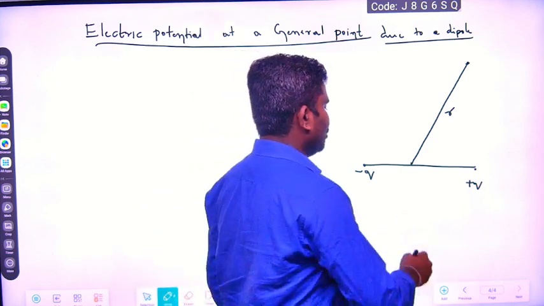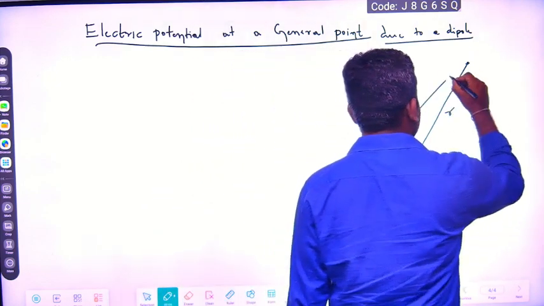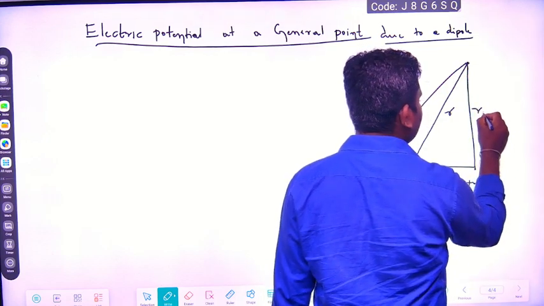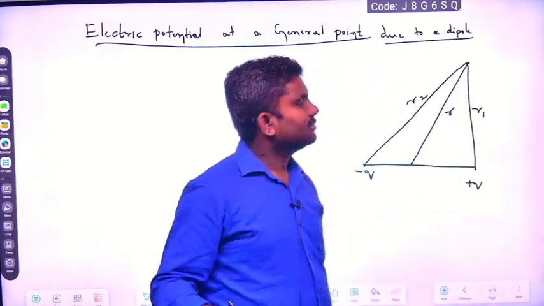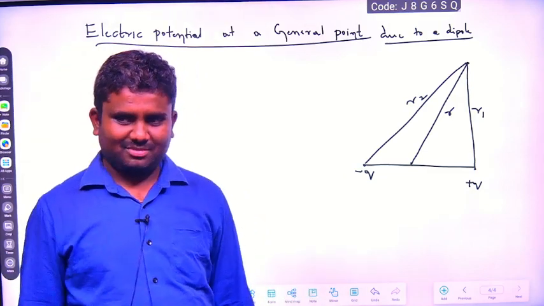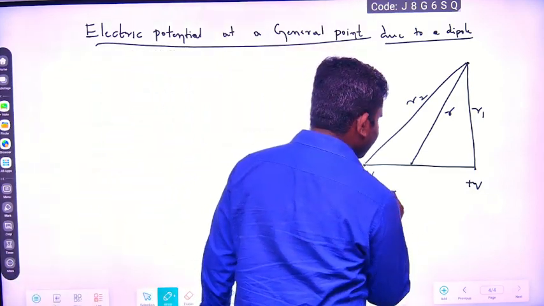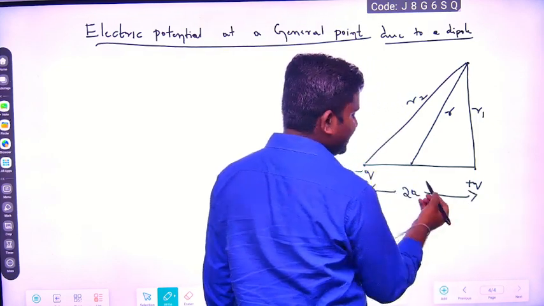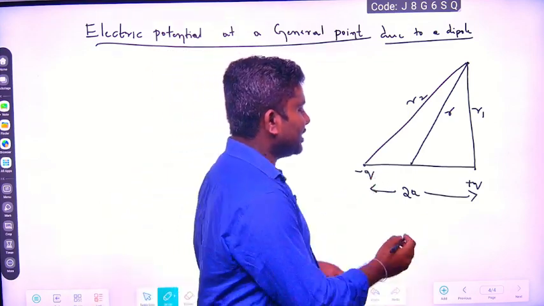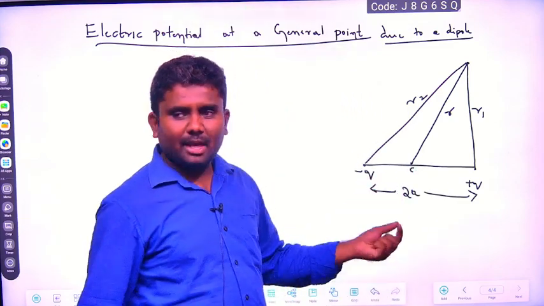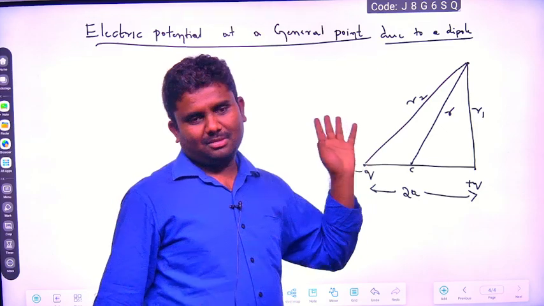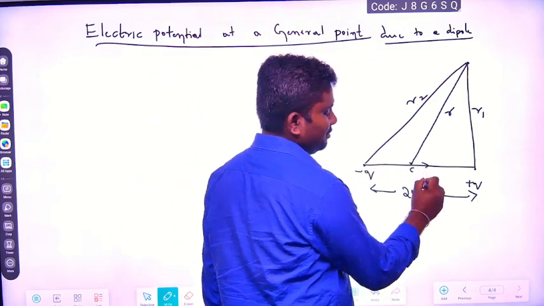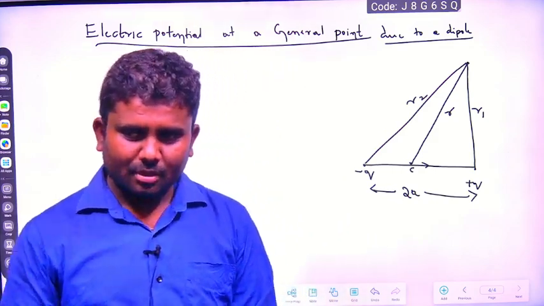Understood? Now, what is this distance? This is r1 and this is r2. The distance between the two charges in an electric dipole is 2a, so half the distance is a. From the center of the dipole C to plus q it is a, and to minus q it is a. Now what is the direction of the dipole moment? It is from minus q to plus q. Do you understand?